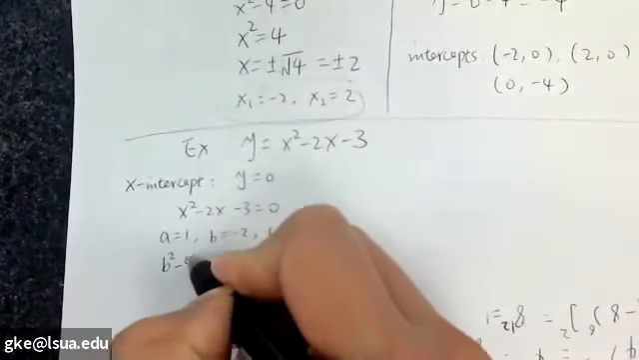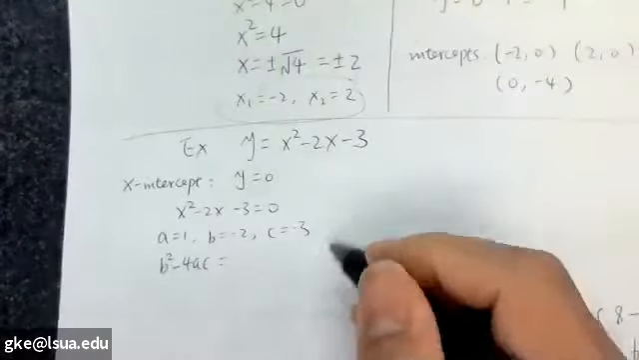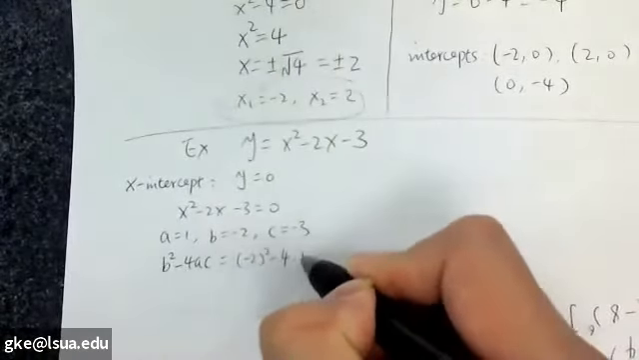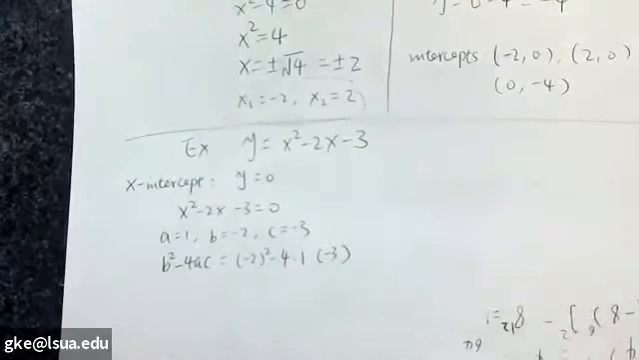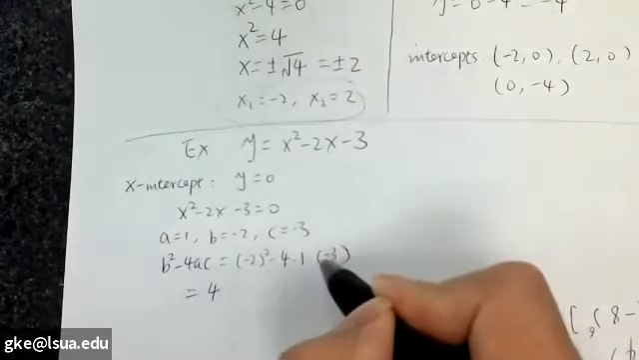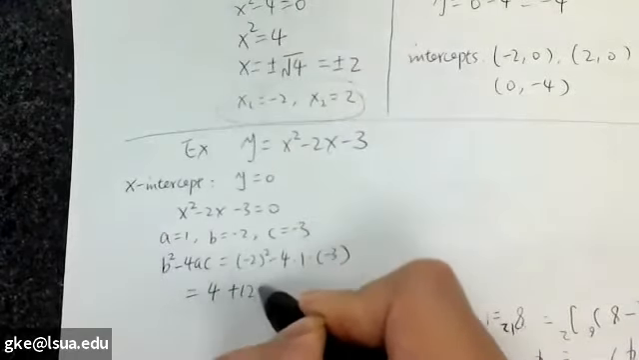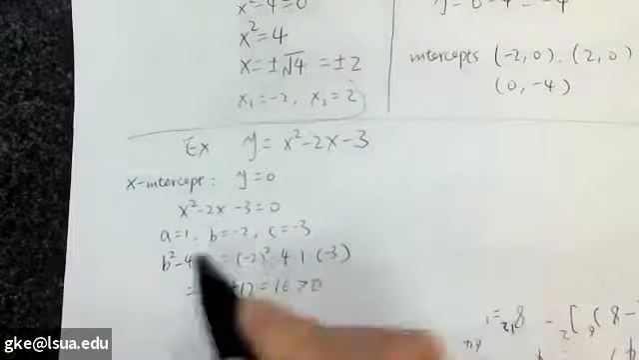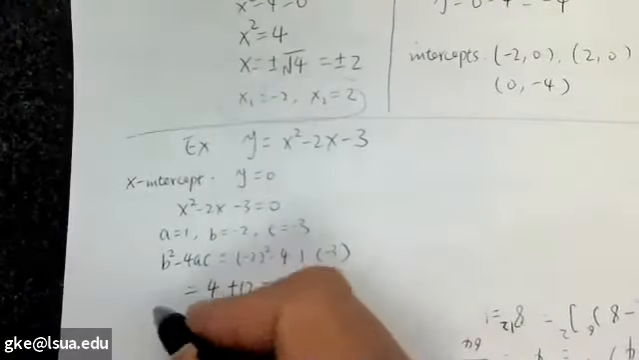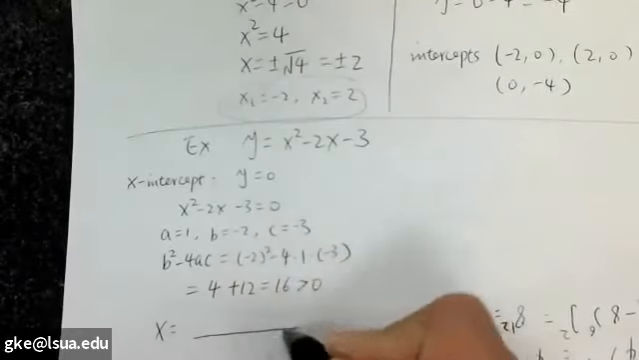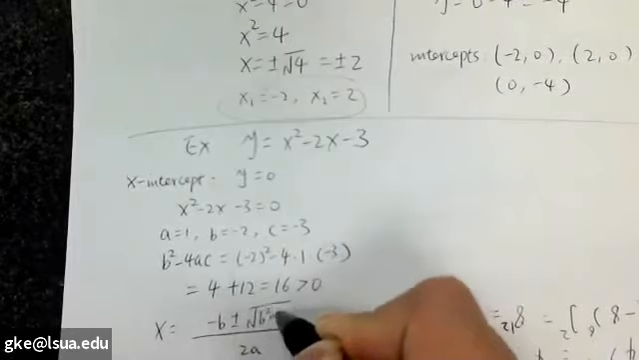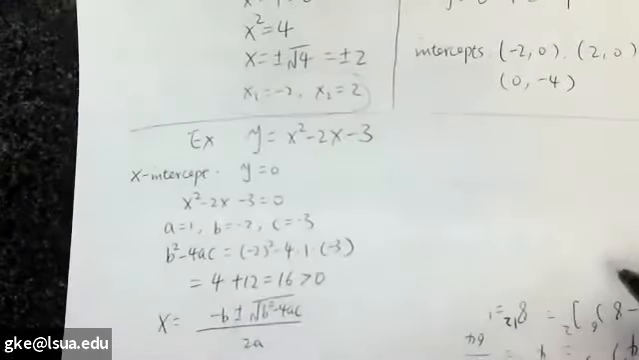B squared minus 4AC. Plug in: -2 squared, minus 4 times 1 times -3. And -4 times -3 is 12, so 4 plus 12 is 16. Greater than 0. That means we have 2 roots. Just follow the formula. Okay.